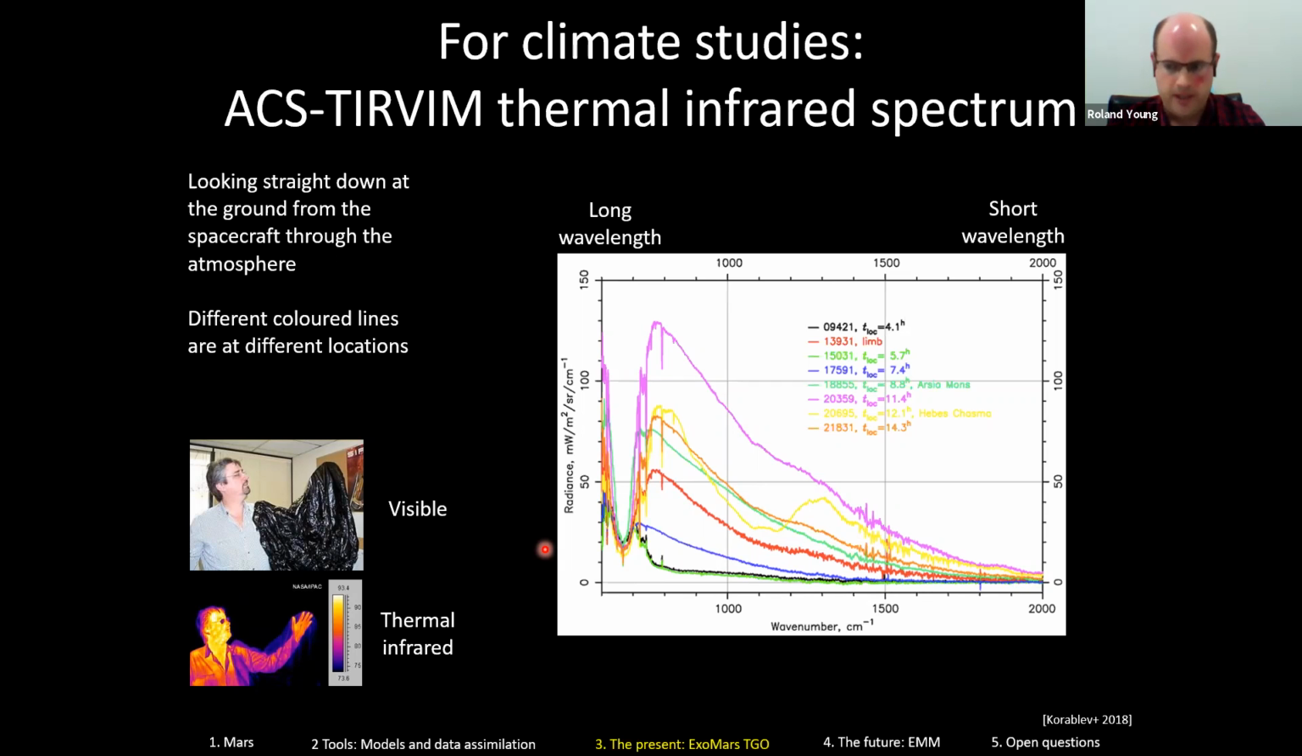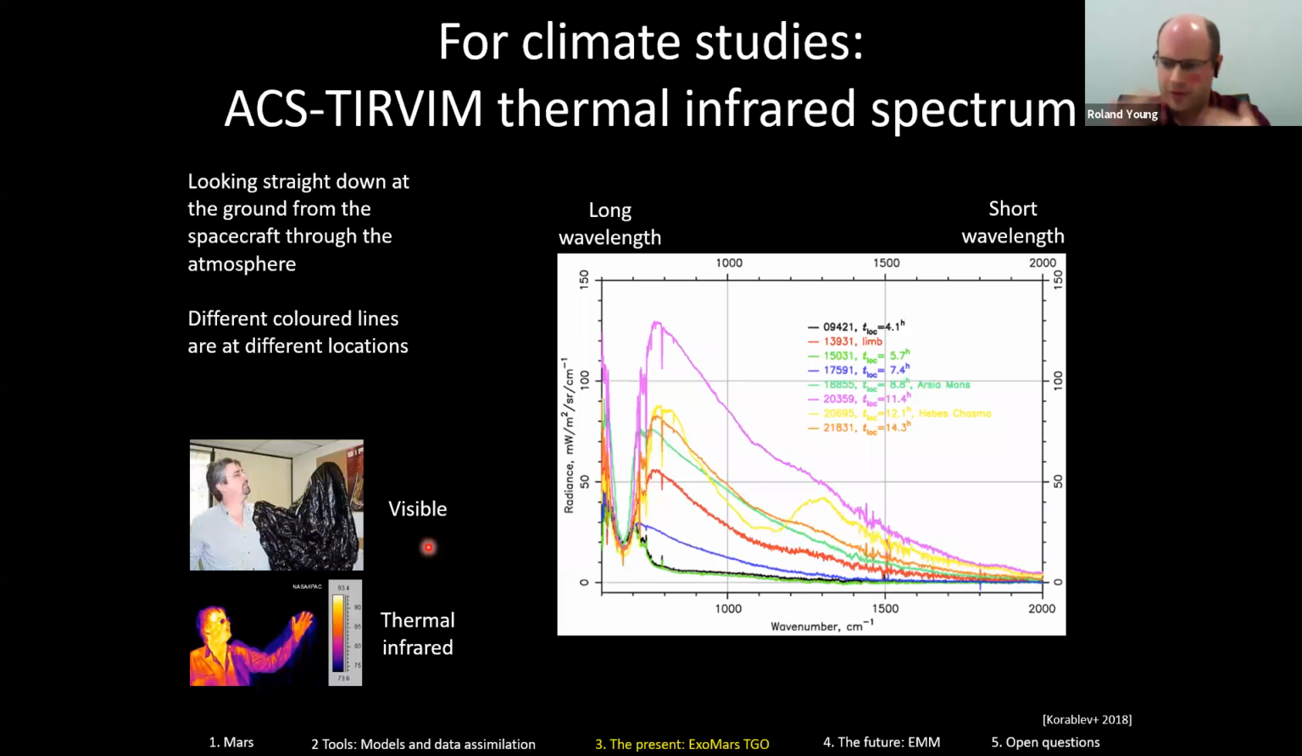Many spacecraft have one of these instruments, and they use it to measure properties of the atmosphere itself. So you can do a lot of things with this. In the bottom left, this is just a cartoon showing the difference between looking at an object in visible light and in thermal infrared light. In this case, this bag, made of some kind of plastic, is opaque in visible light, but in thermal infrared light it is transparent. You can see the hand. So this is true for atmospheres as well.